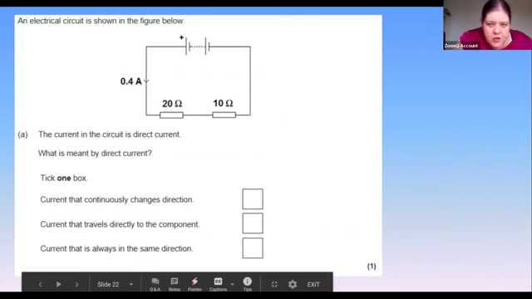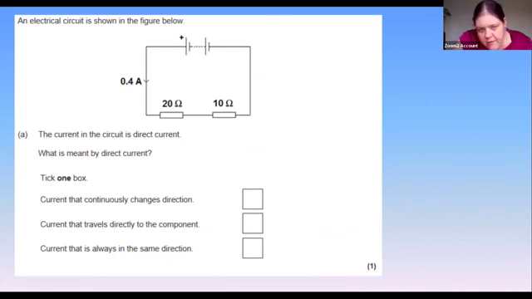Okay, and I'm going to just share the result because the majority of you got that. It is current that travels in the same direction. So the key thing with AC/DC is alternating current changes direction continuously. If you remember the graph, it goes positive to negative, whereas direct current goes straight along, same direction. It said directly to the component, but then it wouldn't travel past the component in that idea, which is why the correct answer is in the same direction.